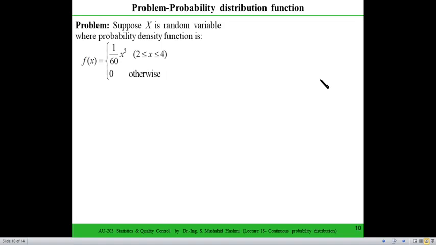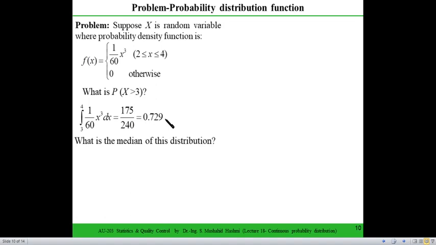Let's say another problem, with the same function, 1 upon 60 x cube. I have just substituted the value of c, and I'm interested in calculating the probability when x is greater than 3. Greater than 3 means integrating it from 3 to infinity, and here infinity is 4, because the maximum value for that function is 4; otherwise, if it is 0 or negative, this would not be a valid PDF. So integrate from 3 to 4, and you will get the probability, and the probability of x greater than 3 comes out to be 72.9% in that case.